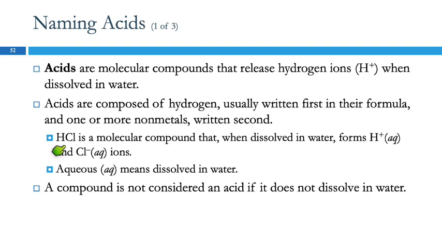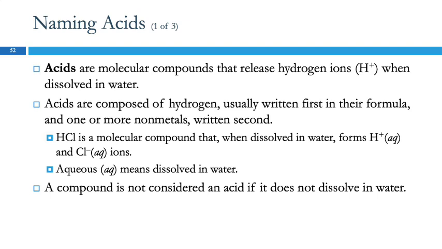So if we look at this, HCl, well, that's 2 nonmetals, right? Molecular compound. When it's dissolved in water, it forms ions, and so when it's dissolved in water, we name it as an acid. If it's not dissolved in water, we would name it as just a molecular compound. So that would be hydrogen monochloride, or perhaps hydrogen chloride.